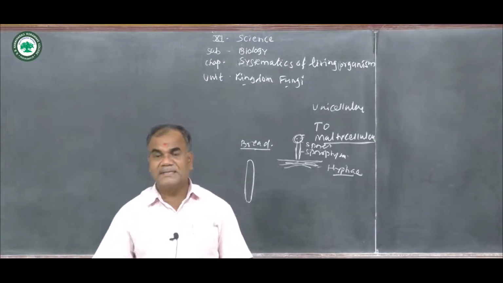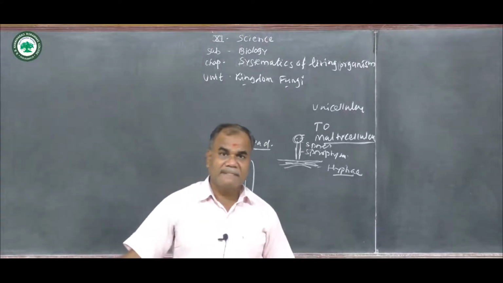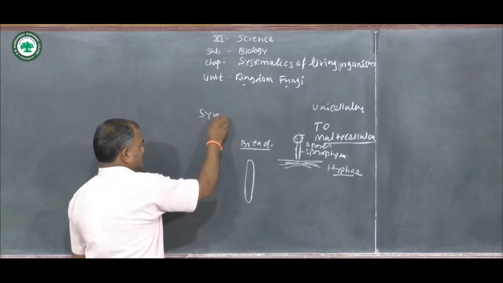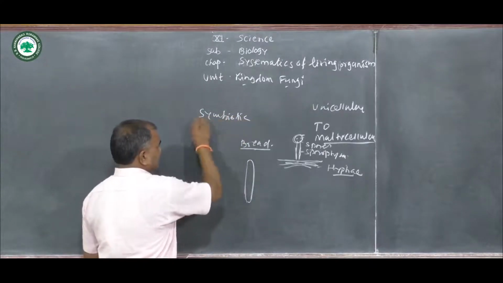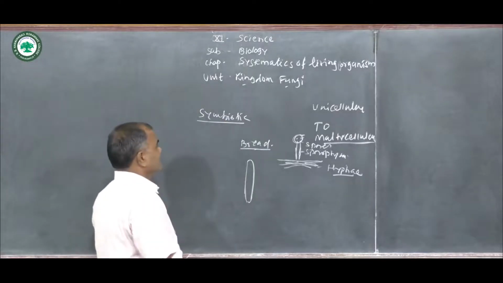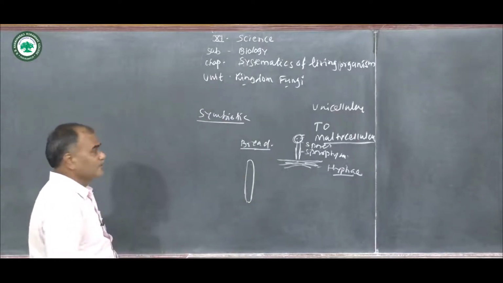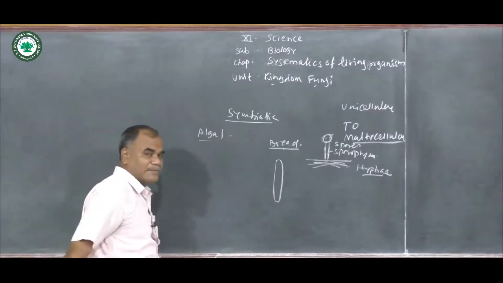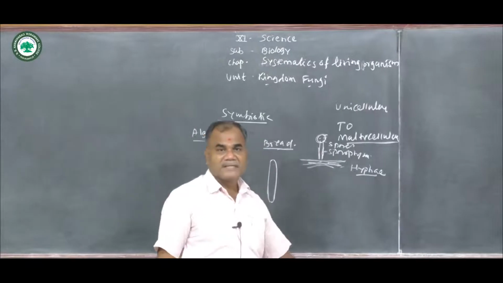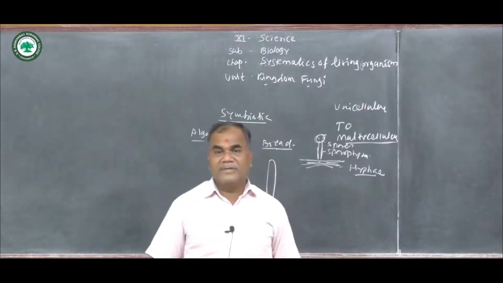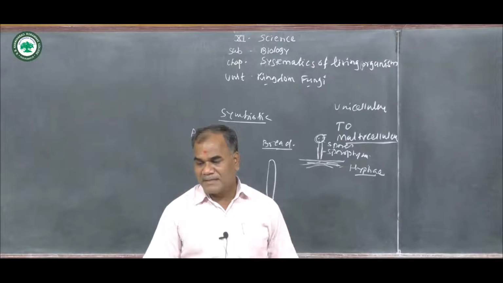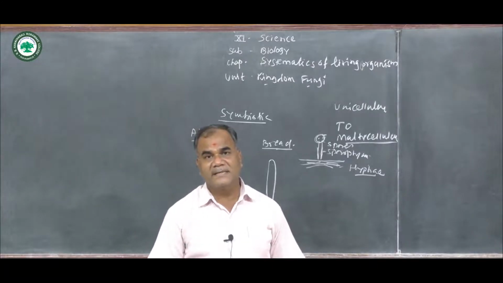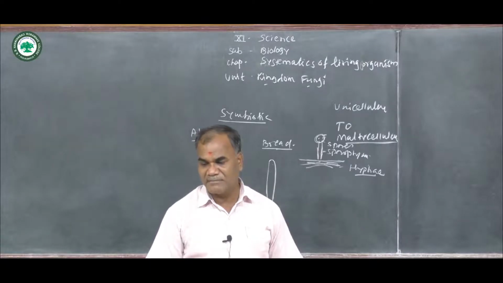Some fungi are symbiotic. What is meant by symbiotic? The best example of symbiosis is where two types of plants live together. One is autotrophic, the algal member, and the other is the fungal member. They live together in a symbiotic association. The best examples are lichens and mycorrhiza.